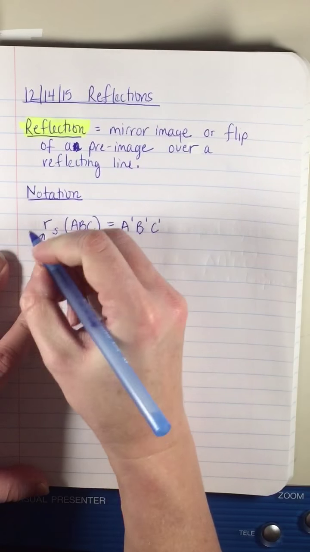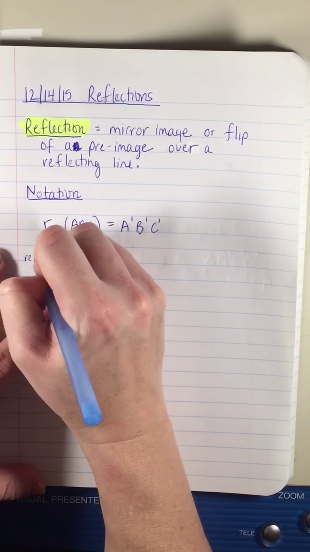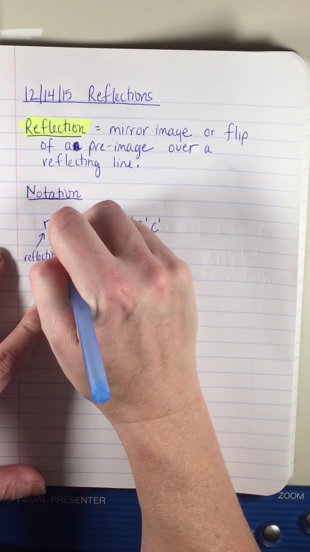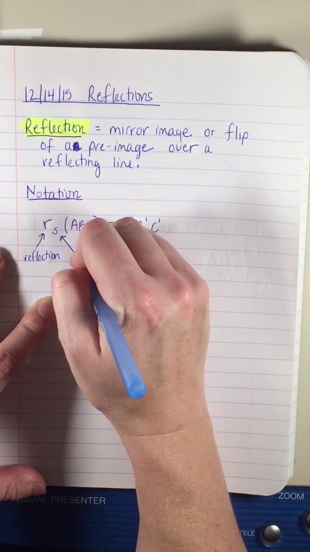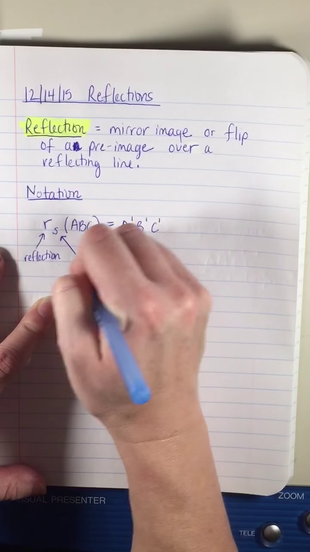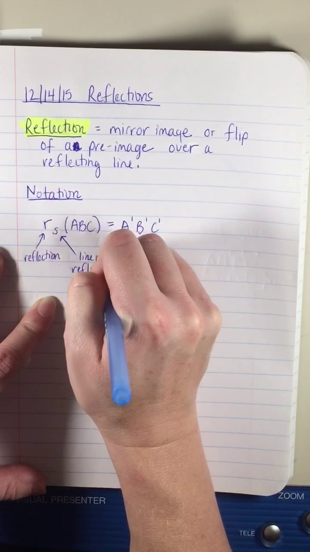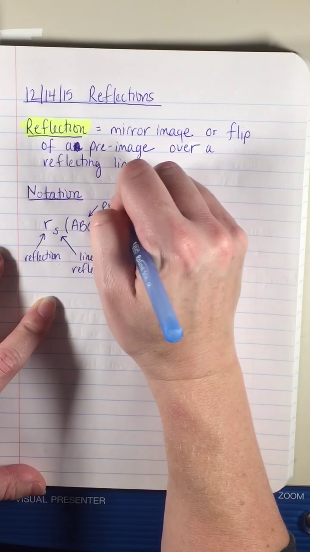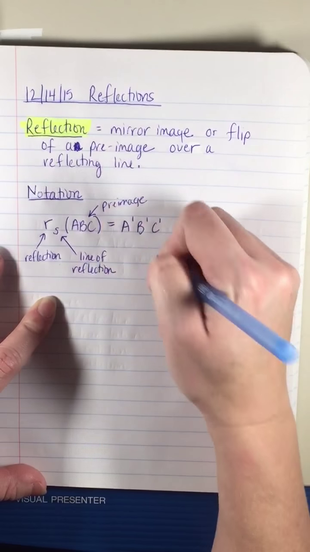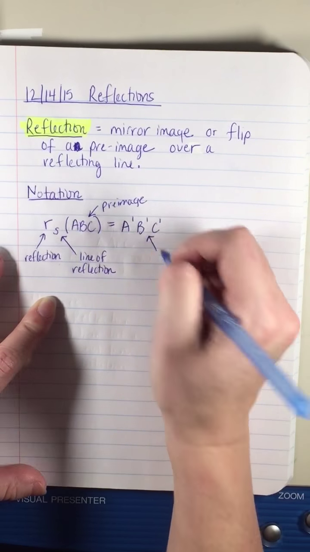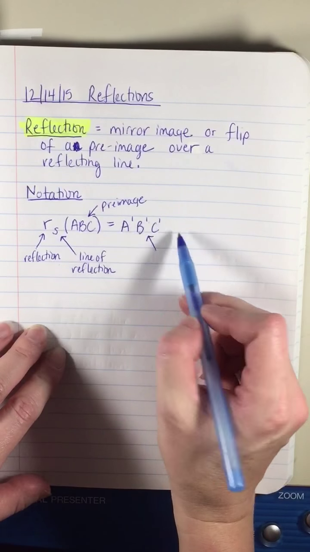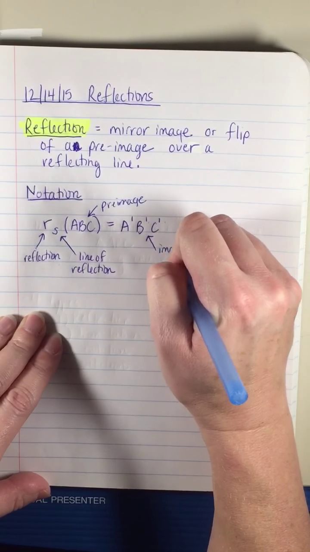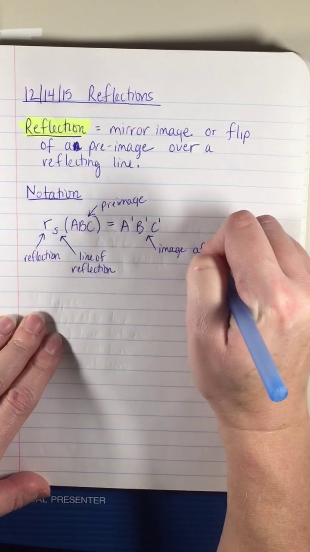So the R, as I said, is the reflection. The S here is what line it is, so the line of reflection. What's in the parentheses is the pre-image. And what's after it with the primes, remember those are called primes, that is the image after reflection.